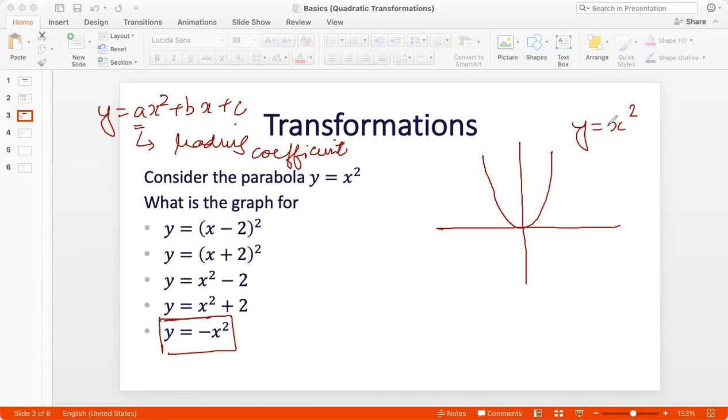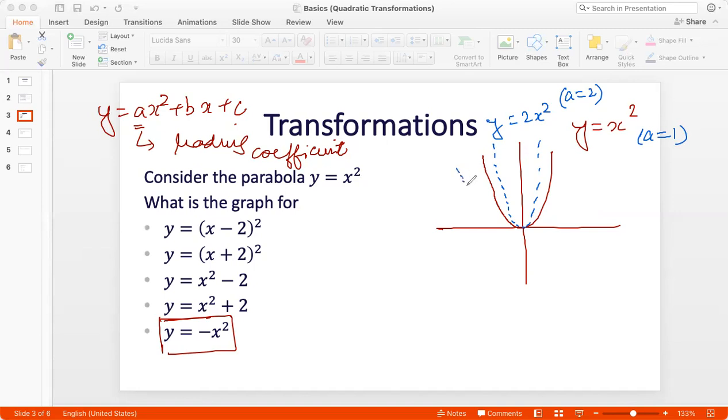Let's say I replace y is equal to x squared with y is equal to 2x squared. So here a is 1, and I make a parabola y is equal to 2x squared, where a is 2. This parabola would be slimmer than y is equal to x squared.